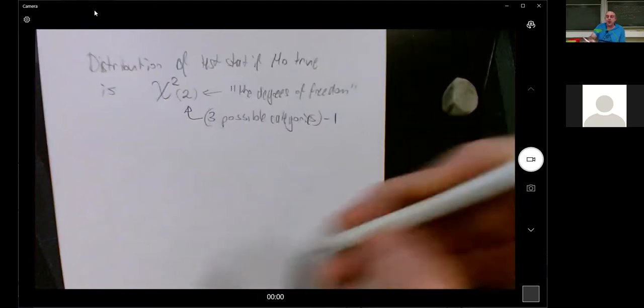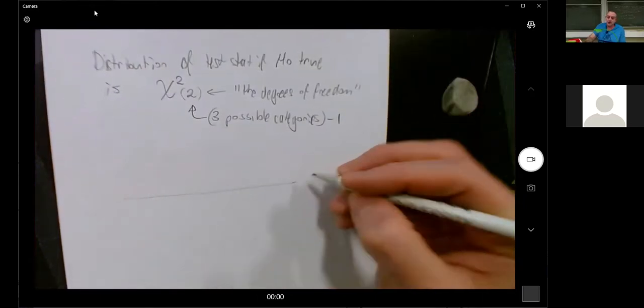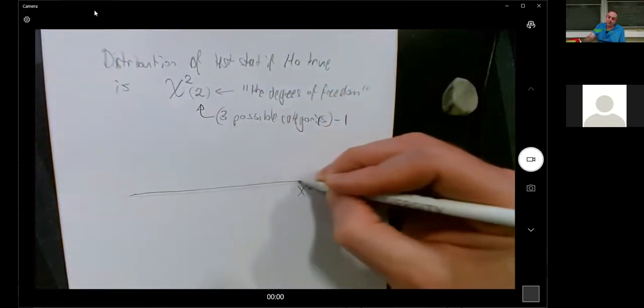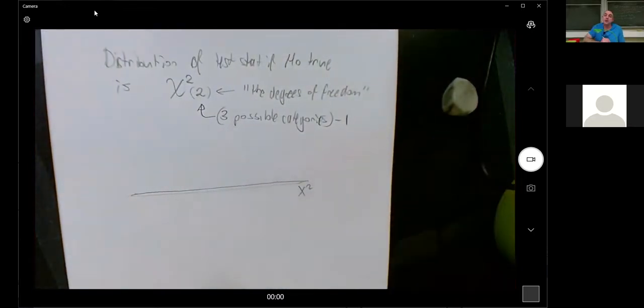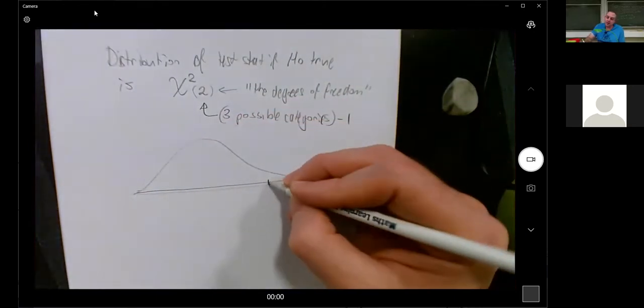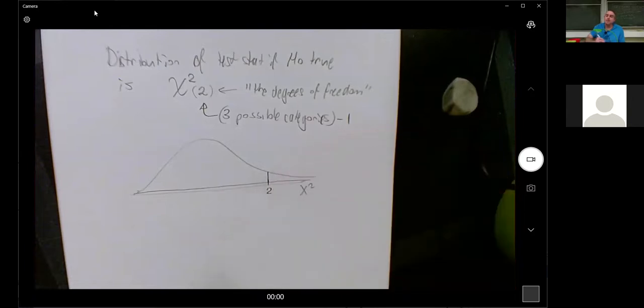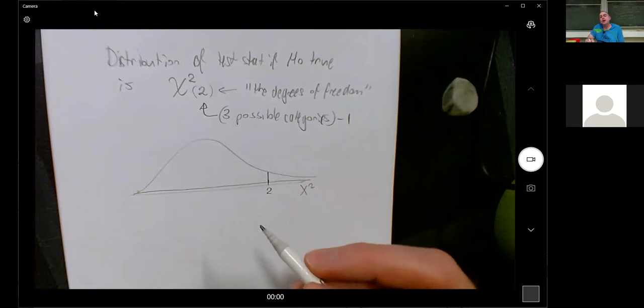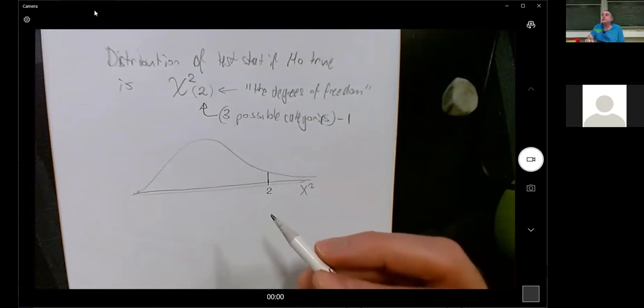And so I compare. So these are all possible chi-squared statistics that could have happened, and they will look like this. And here's mine. And then I will figure out how many of them are worse than this.